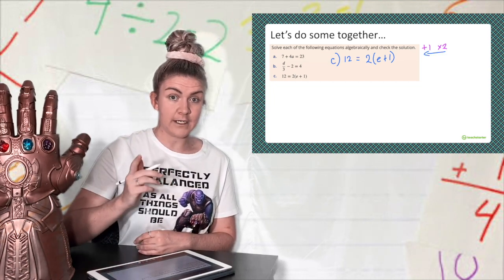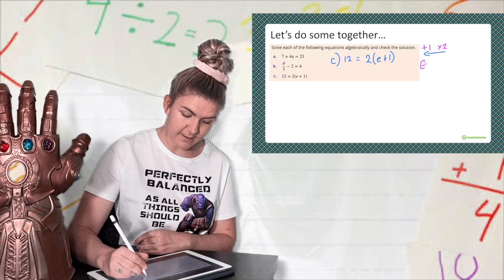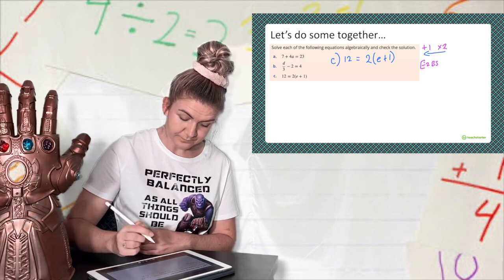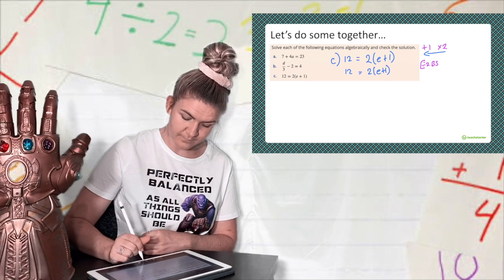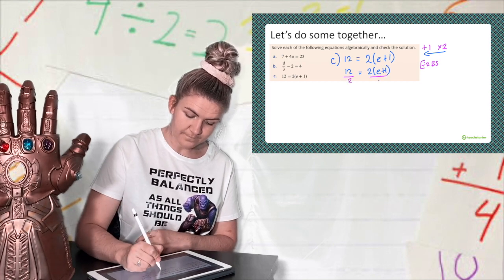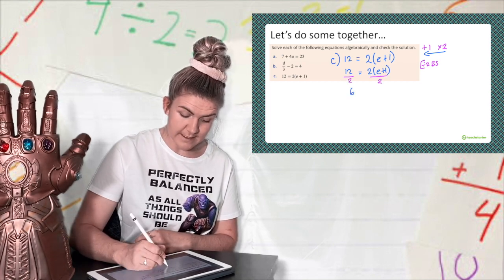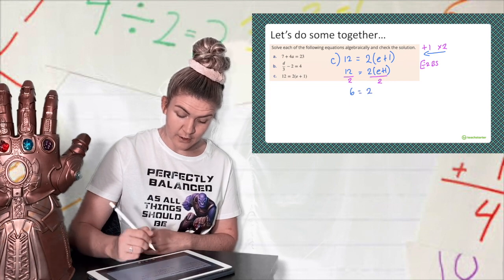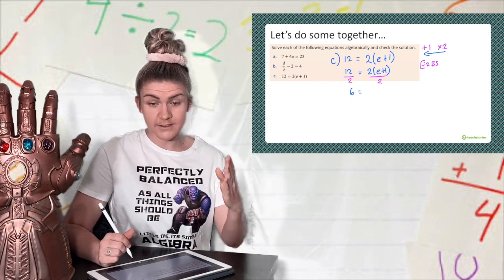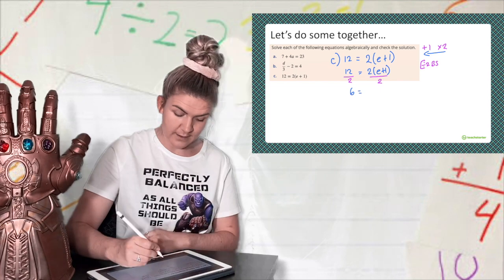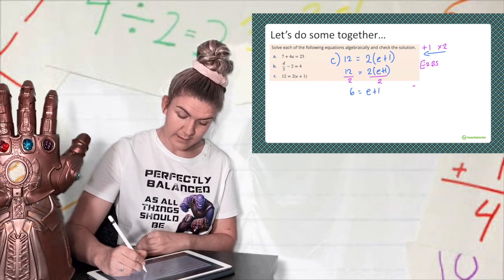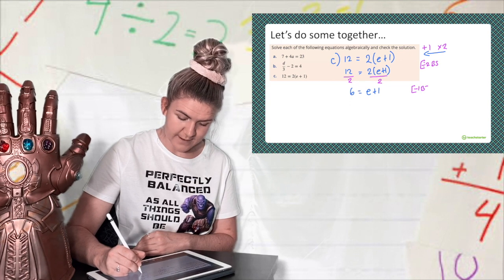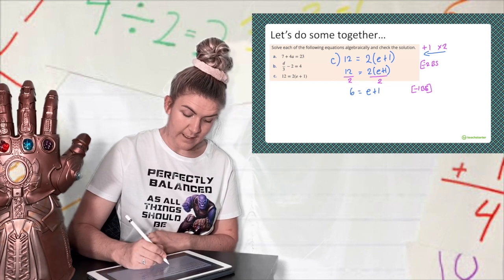How do I undo times 2? Well, I'm going to divide by 2 on both sides. So 12 and 2e plus 1 divided by 2. 12 divided by 2 is 6. And then the 2 times and divided by 2 are going to cancel, and all I have left is e plus 1. Now I'm doing take 1 on both sides, and I rewrite it out.